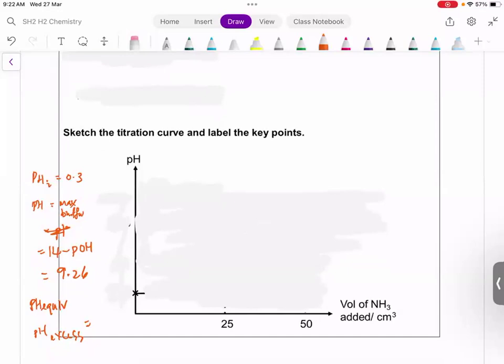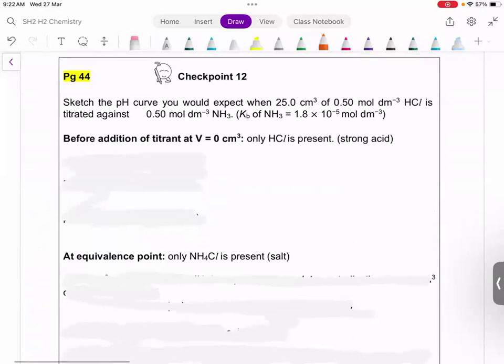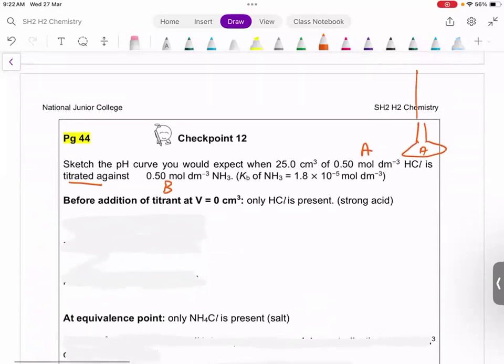Hey, can I go through the answer? All right, so let's look at the first part. First part is quite straightforward. I hope you can recognize that when you have solution A titrated against solution B, A will be in the conical flask, while B is in the burette. So you must recognize the phrasing, because you are the one sketching the graph. So you must know whether it's acidic to alkaline or alkaline to acidic.